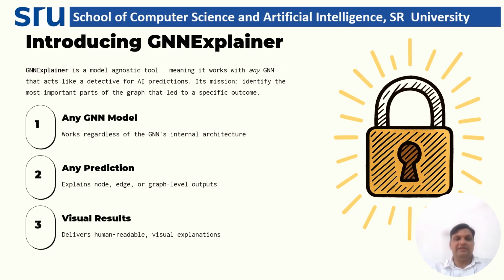First, any GNN model: it works regardless of GNN architecture. Any prediction: it explains node, edge, or graph level output. Visual results: it delivers human readable visual explanations. So GNN Explainer acts like a detective. It works with any GNN model and explains any prediction. Its goal is simple: find the most important part of the graph responsible for decisions.